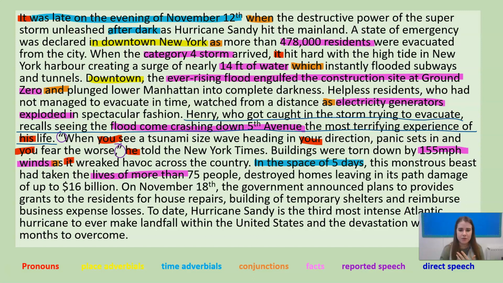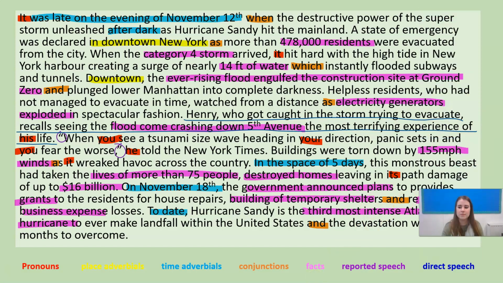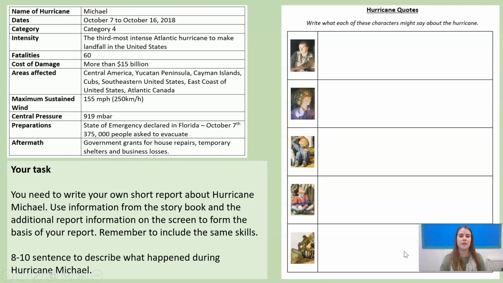Okay, now if I skip through these sentences here for you to just have a nosy at, so I don't read it all to you. Here you can see where I've included my additional skills. So if we look at this all together, I've got pronouns, place adverbials, time adverbials, conjunctions, facts, reported speech, and direct speech, okay? So that is going to be your task to have a go at about Hurricane Michael, okay? So you can rewind this video and have a look at my example to help you, okay? But you're going to need your fact sheets, your hurricane quotes, and your vocabulary sheets to help you.